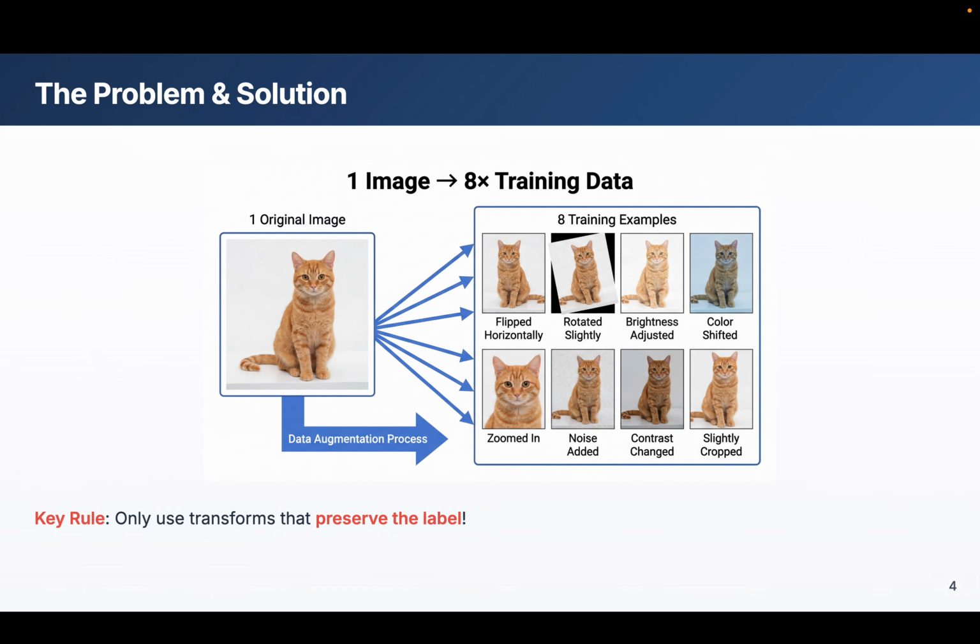So let's take one example. We can start off with an image of a cat. We know this is a cat. You can flip it horizontally, you can rotate the image, you can change the brightness, change the color, zoom in. The zoomed in version seems like a very passport size photo of a cat. You can add some noise, change the contrast, slightly crop. You can do all of those.